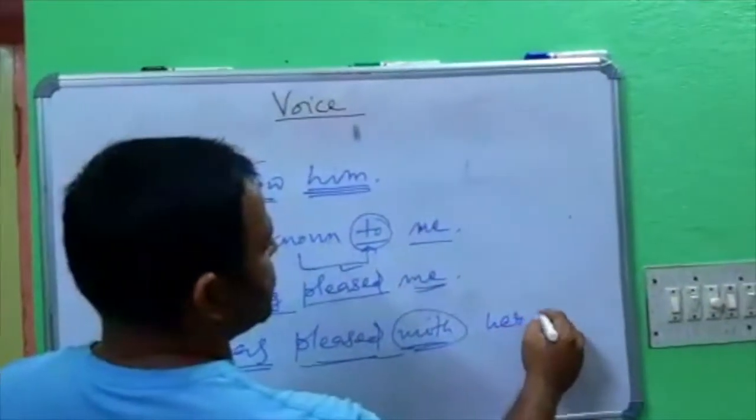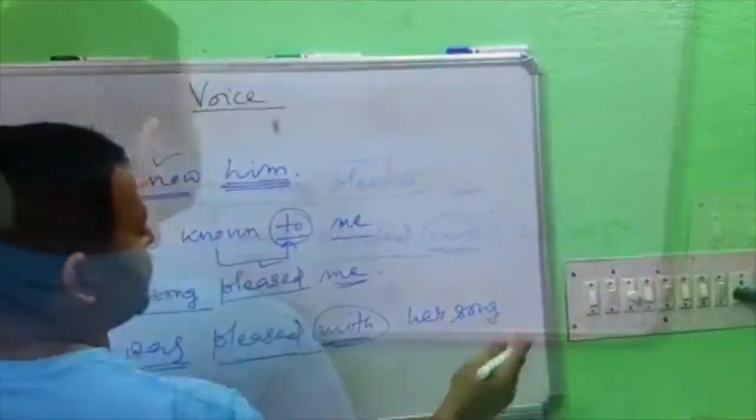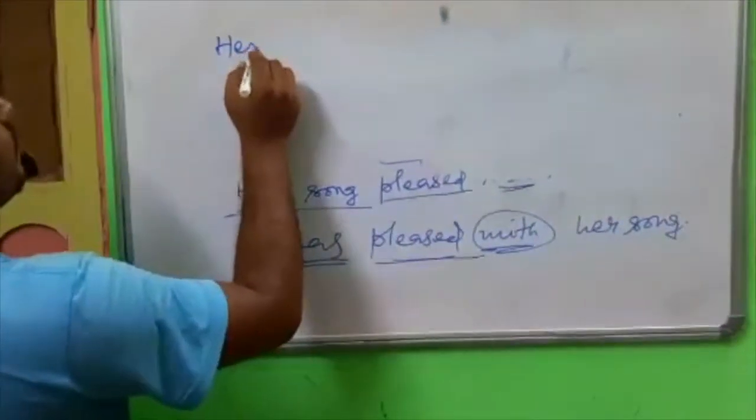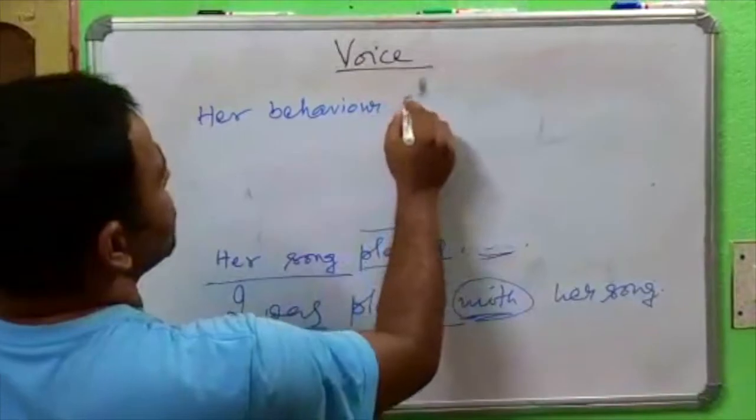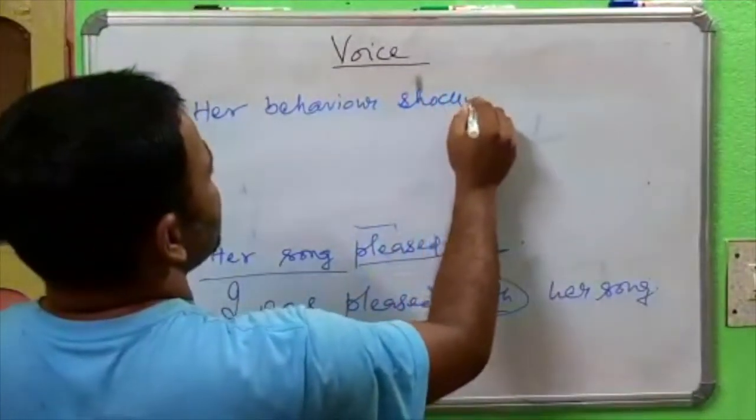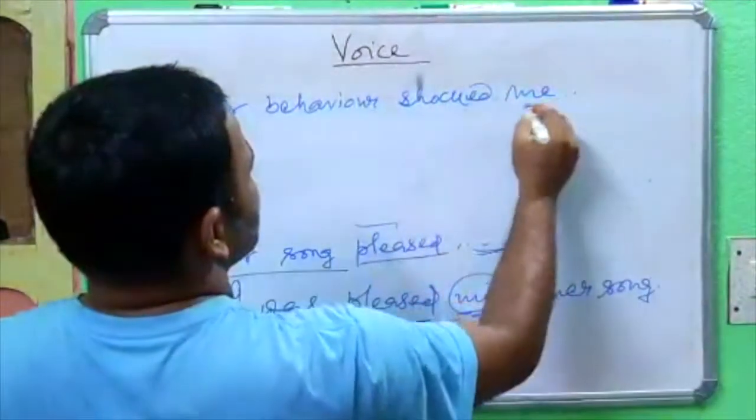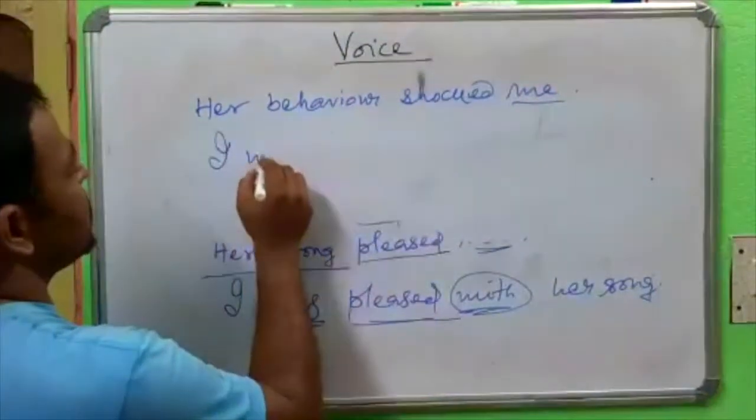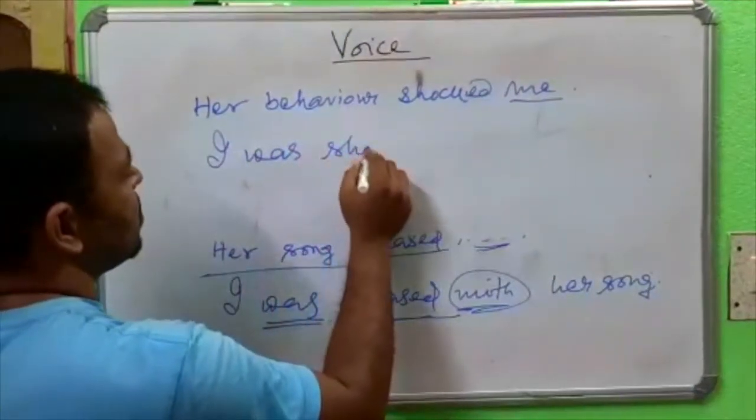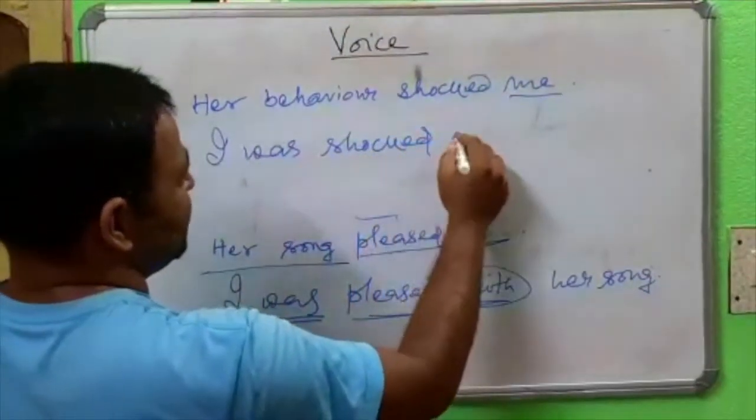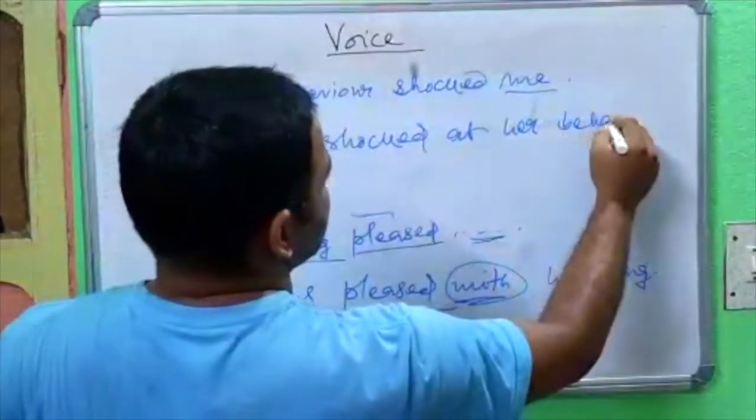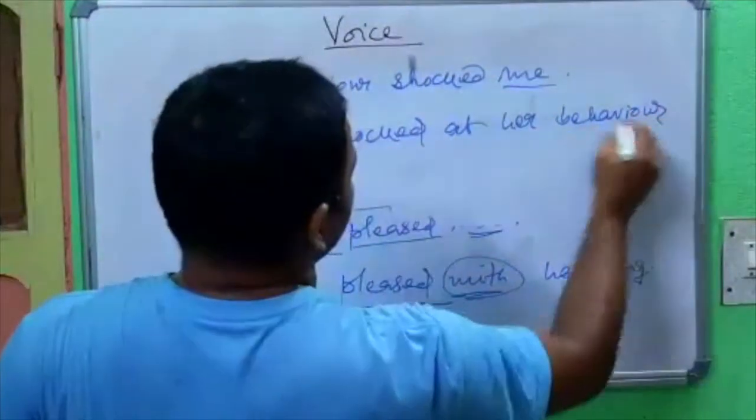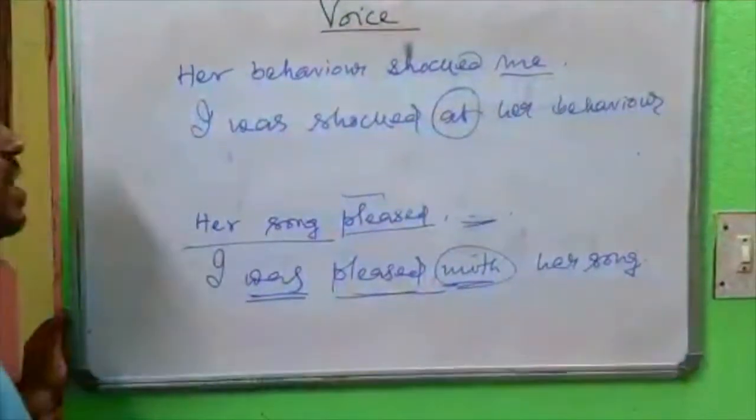Her song. Her behavior shocked me. It would be, I was shocked at her behavior. So the preposition here is at.